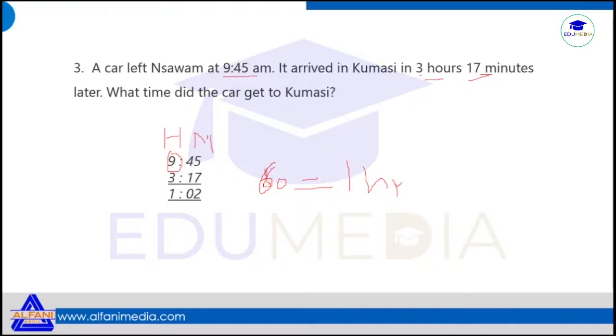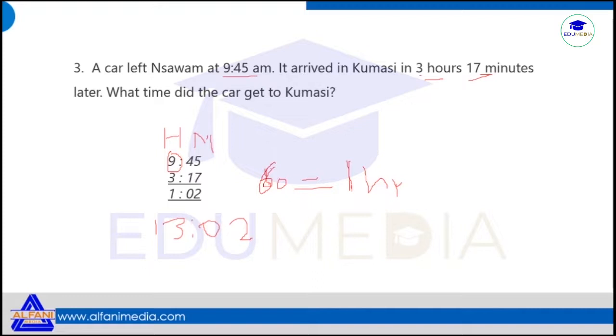We add the 9 to the 3, that is going to give us 12. All right, so 12, then we add the 1 to the 12, and that should give us 13. So we're supposed to have 13 here and 2 like this. All right, that's what you're supposed to have, 13 and 2.